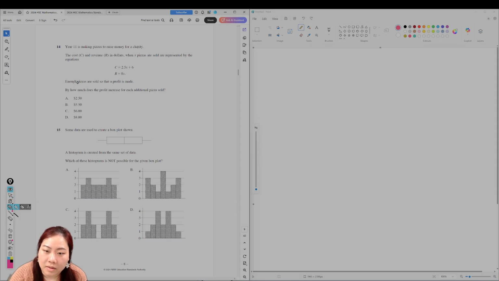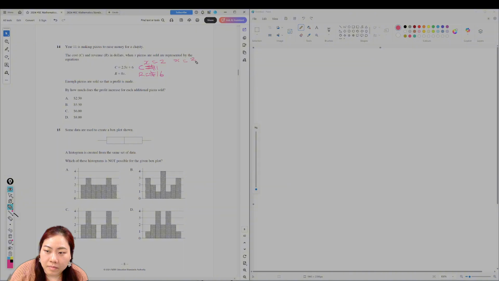First, we need to figure out how many pizzas is enough for there to be a profit. 1 pizza will not be profitable because it will cost $8.50 and you'll only make $8. So at least 2 pizzas are needed. If X is 2, it will cost $11, so 2.5 times 2 is 5, plus 6 is 11. And the revenue would be $16, so you will make $5.